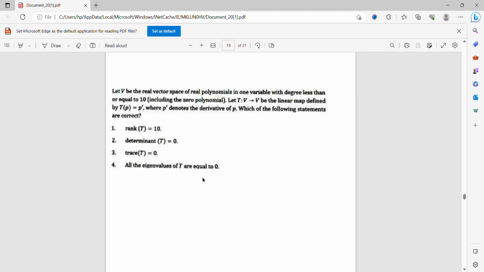So the fourth one is correct. Now we know that trace is the sum of eigenvalues. Since all the eigenvalues are 0, trace is also 0. So the third one is also correct. Now we know that the determinant of T is the product of eigenvalues. All the eigenvalues are 0, so the determinant of T is equal to 0.